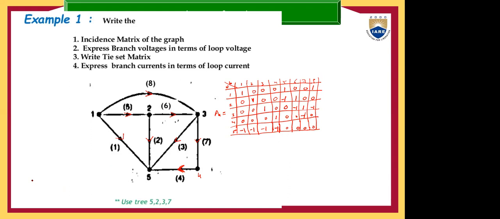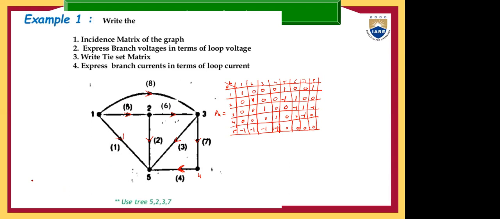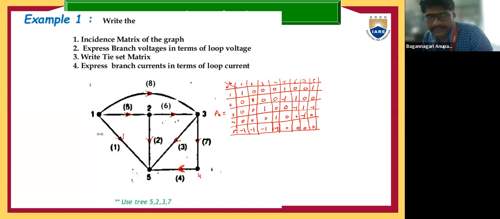Yeah, first we need to choose a tree, right? So what's the condition for drawing a tree? Same number of nodes, but there should be no closed paths. Yeah, there should be no closed paths, right?